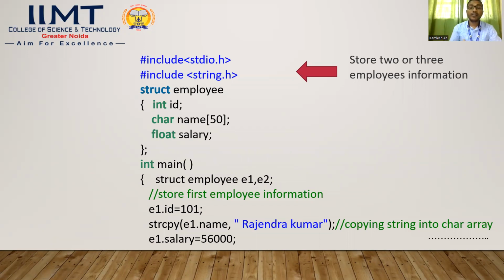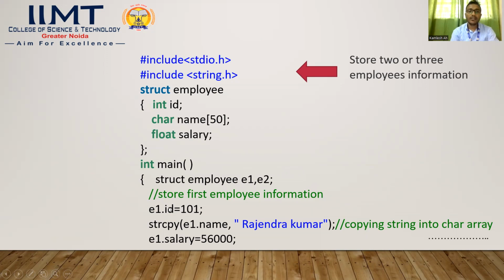If we want to create more than 10, 15, 100 employee information, then we will create 100 objects. But practically, 100 variables or object creation, or working with 100 variables, is not possible. So we will create the array of structure. This program holds only two employee records.